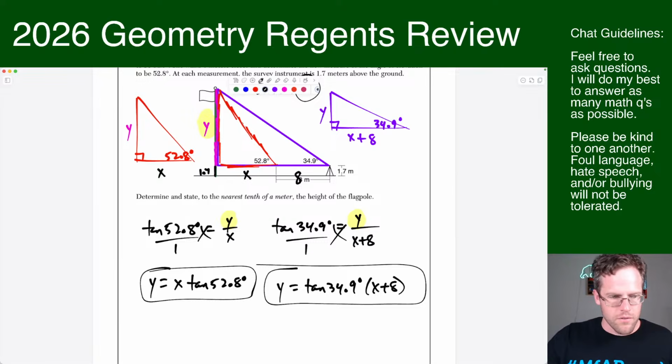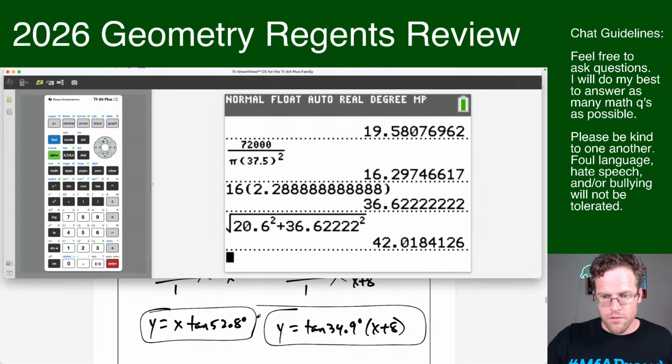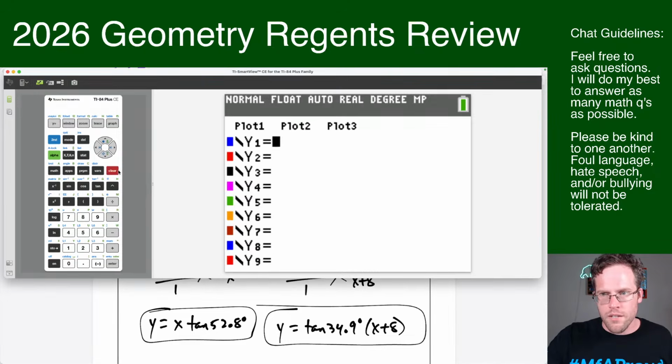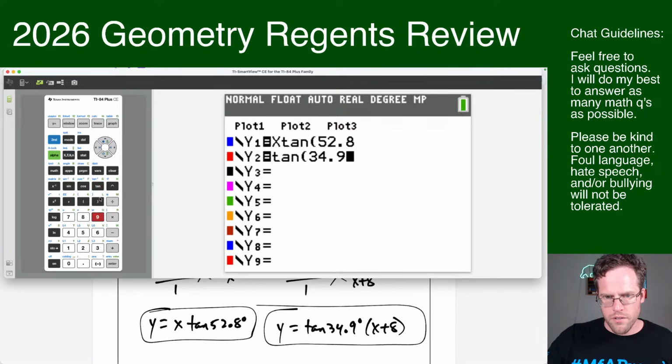So you ready? Here, calculator. They didn't say we have to do it algebraically. So if they don't say that, then we could do this. So y equals x times tangent of, make sure you're in degree mode, 52.8. And then this one is tangent of 34.9 degrees times x plus 8. And we're looking for the y.